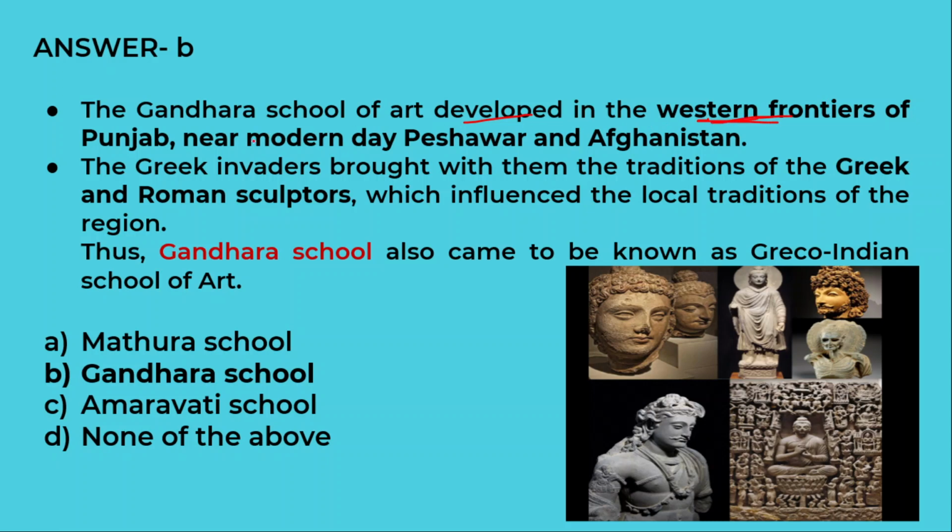As you can see, Greco-Indian, that means they had influence of Greek and Roman sculptures. So naturally Greece is in the west of India, so it developed on the western frontiers of Punjab near modern-day Peshawar and Afghanistan. So Gandhara School, option B, is the correct answer.